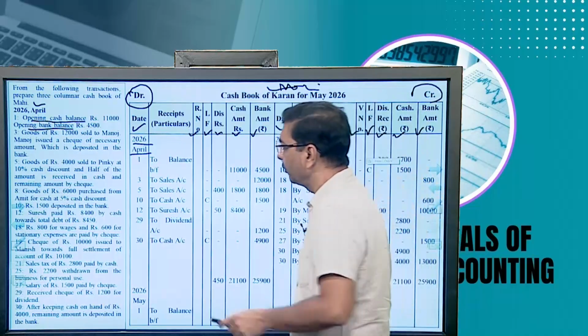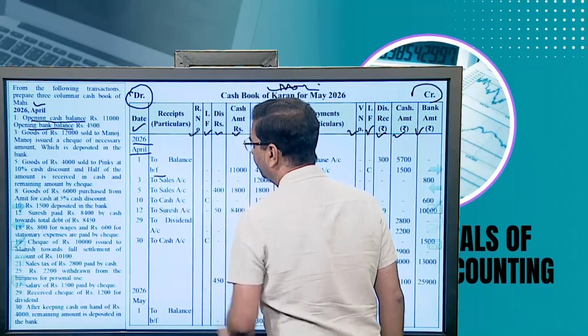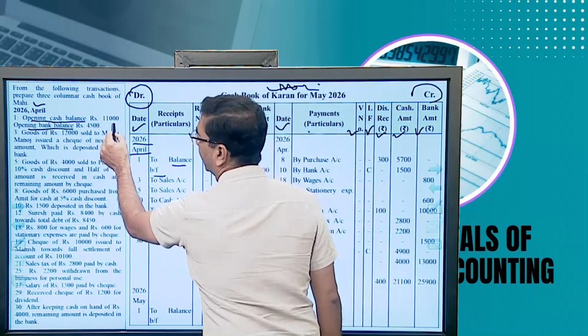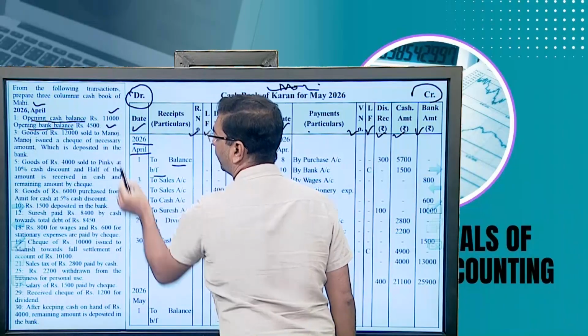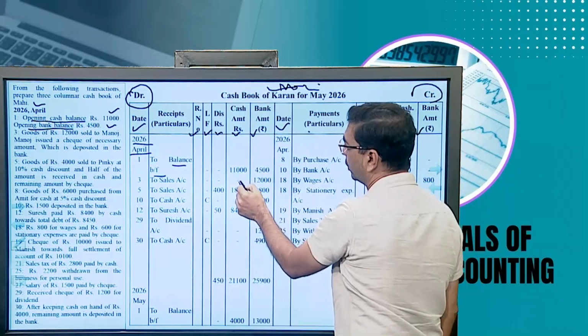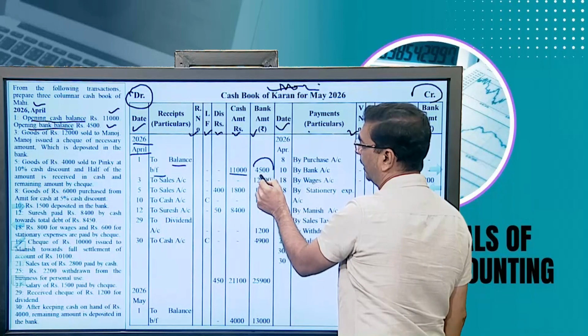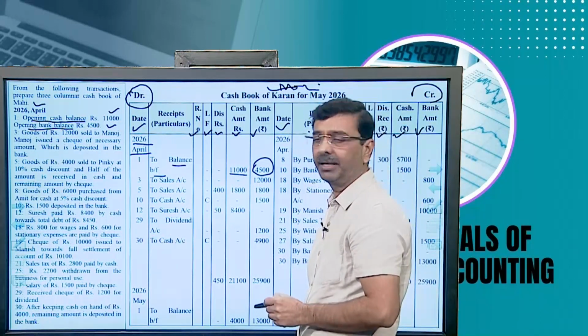That's it. So here, balance brought forward, correct? 11,000 is your cash and 4,500 is your bank. So in the cash column 11,000 and in the bank column 4,500 rupees.